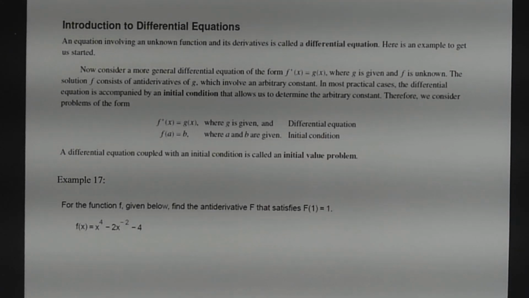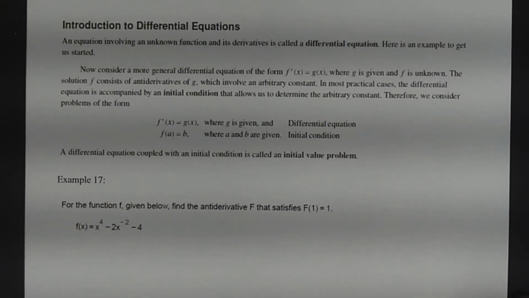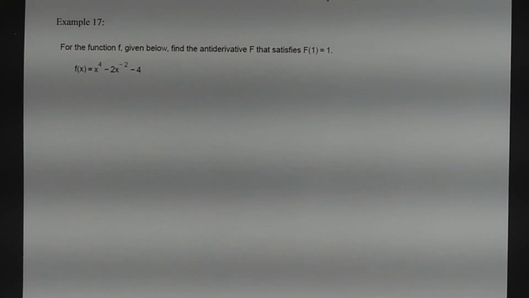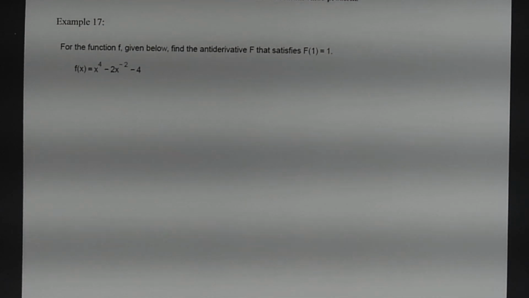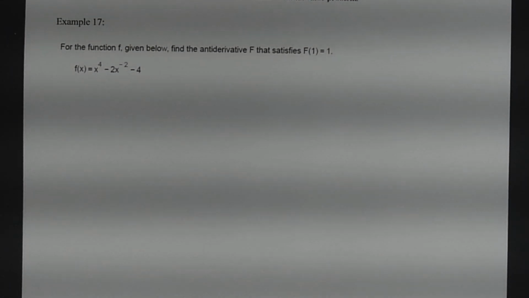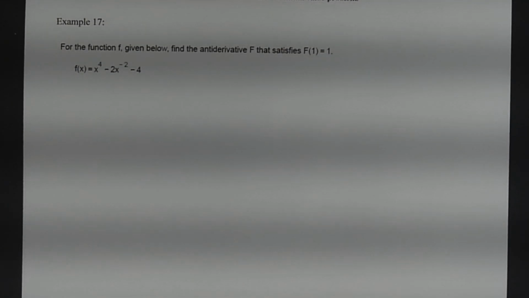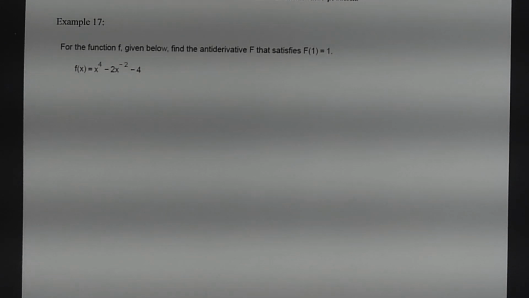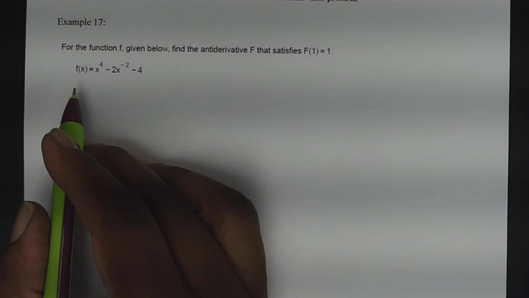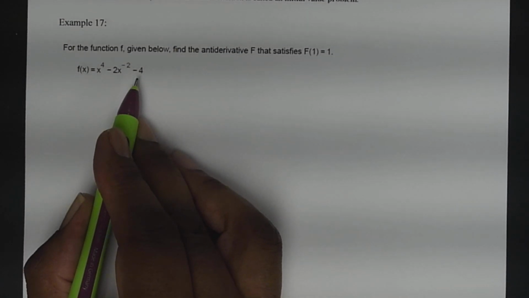So if you put the differential equation with an initial condition, we have what is called an initial value problem, like in this example number 17. For the function f given below, find the antiderivative, capital F, that satisfies capital F of 1 equals 1. In this case, we got f of x is equal to x to the fourth minus 2x to the negative 2 minus 4.